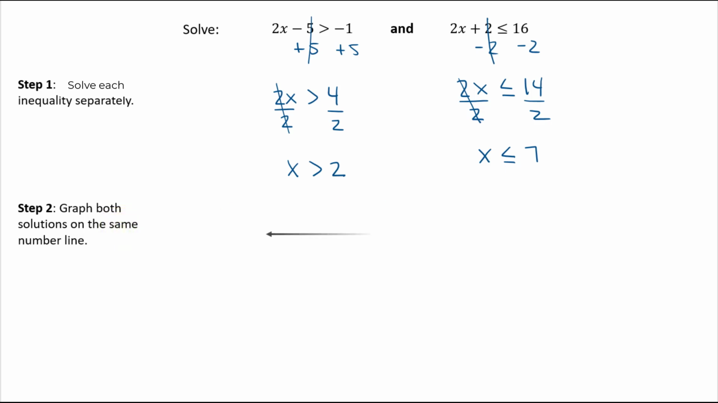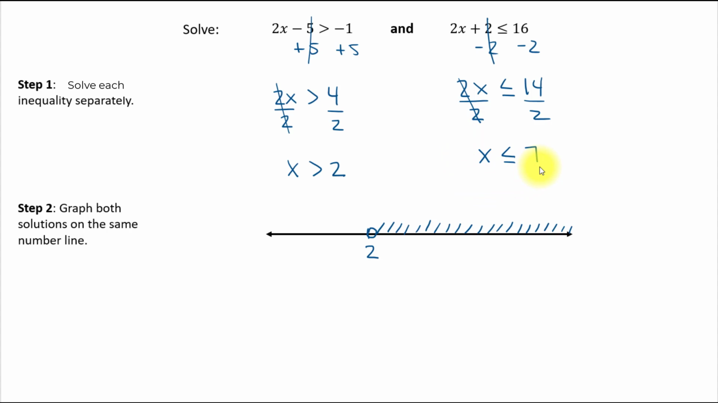number line. The first solution is x is greater than 2. I'll place 2 on the number line, and because the inequality symbol is greater than, I'll place an open circle at 2. That means that 2 itself is not included in the solution. X is greater than 2 represents all values that are greater or larger than 2. They're located to the right of 2 on the number line. That's where I'm highlighting.